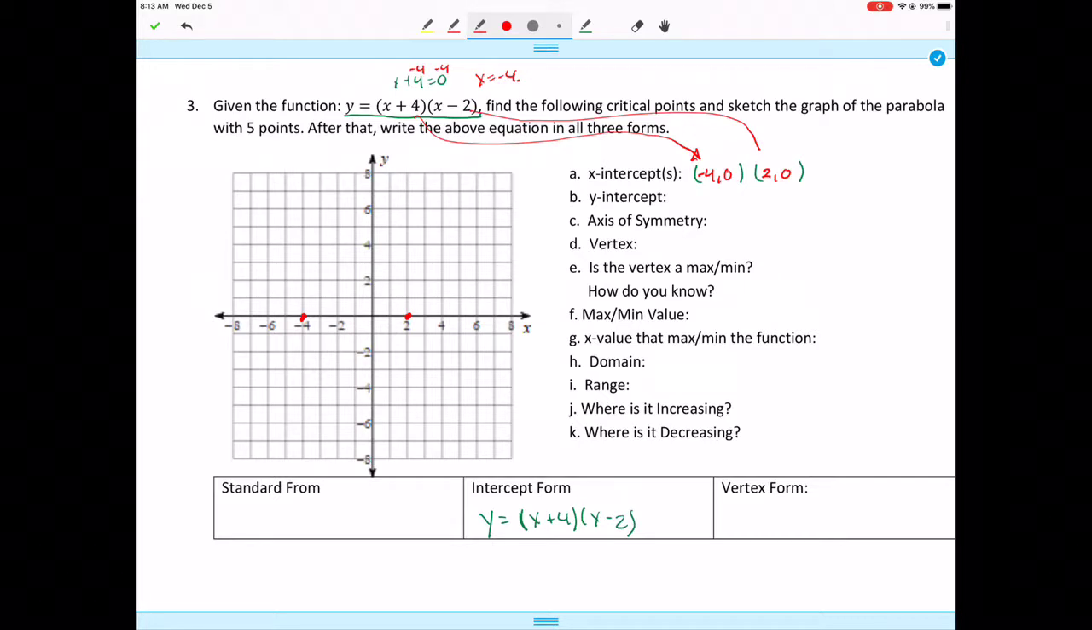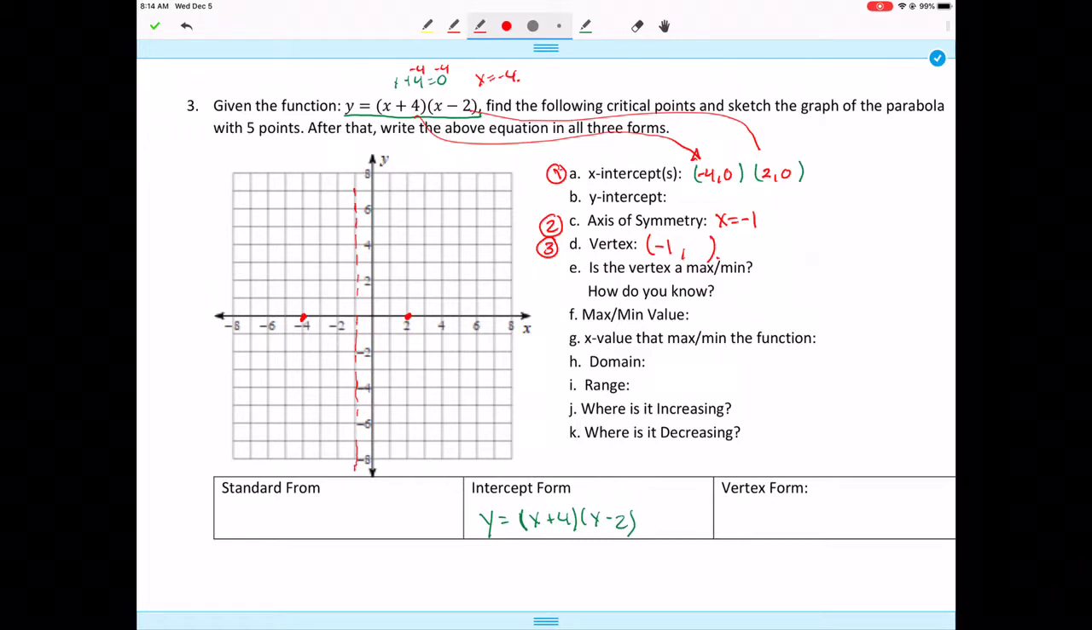Okay, axis of symmetry would be next. So when we have it in intercept form, number 1 would be our x-intercepts. And then from there we can find our axis of symmetry, and then from there we can find our vertex. The axis of symmetry will always be right in between those 2 points because the parabola is symmetric. So we'd have x equals -1. Our vertex will be -1 comma something.